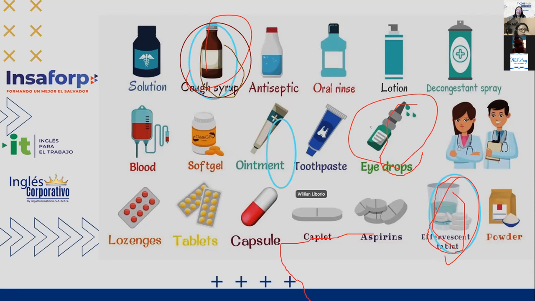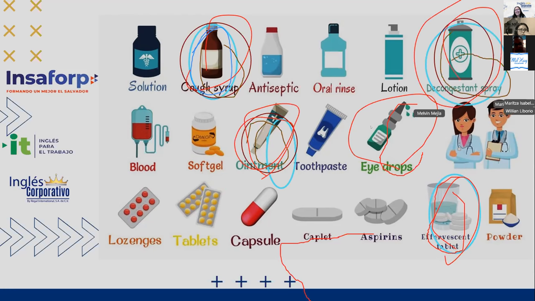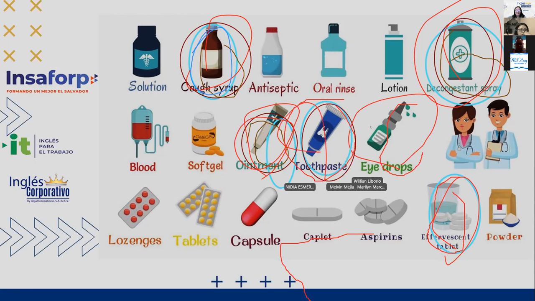Circle ointment. Ointment. Exacto. Okay, nice. Circle decongestant spray. Para aquellos que le dan terapia, ¿verdad? Decongestant spray. Spray. Nice. Ya dos encontraron el circle. What about toothpaste? Toothpaste. Exactly, toothpaste. Círculo. What about aspirin? Aspirin.